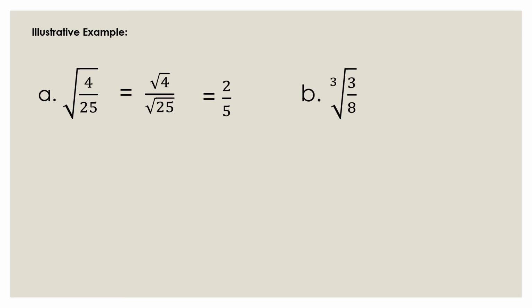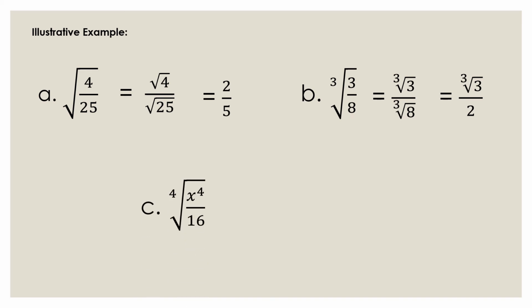And letter B, we have here the cube root of 3 over 8, and that is equal to the cube root of 3 over cube root of 8. And we can still simplify cube root of 8, which is 2. Therefore, the answer is cube root of 3 over 2. And letter C, we have here the fourth root of x raised to the power of 4 over 16. So that is equal to the fourth root of x raised to the power of 4 over the fourth root of 16. And we can simplify that as x over 2.